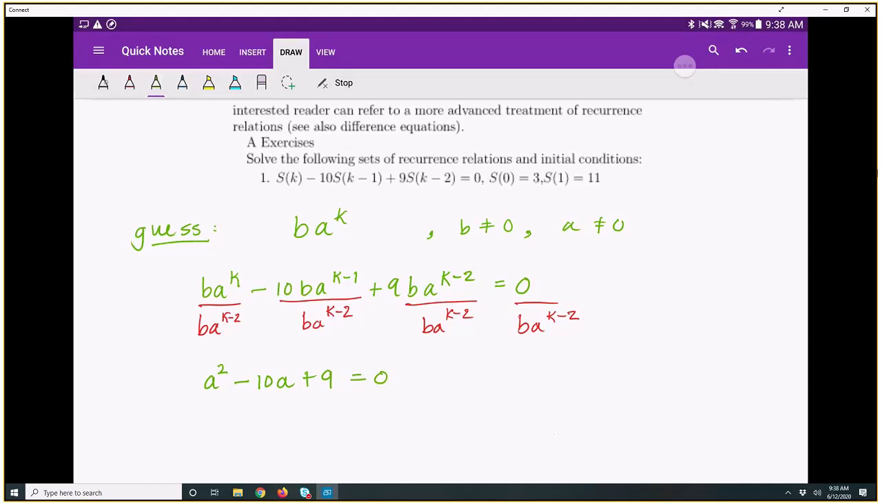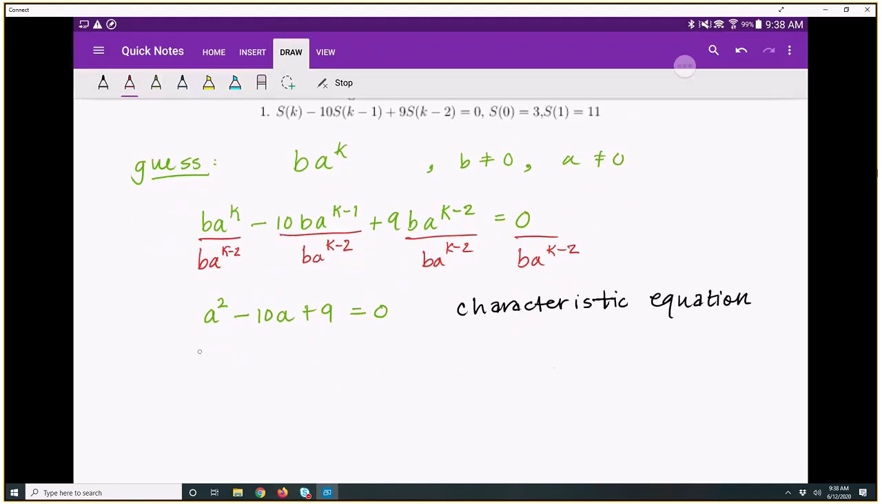So what I've formed is the characteristic equation of the homogeneous recurrence relation. And remember, this is going to be the process every time. So now I want to factor this equation, or use the quadratic formula to find its roots. In this case, it does factor nicely, so we get a minus 9 times a minus 1 equals 0. So a equals 1, or a equals 9. And these are the characteristic roots of the characteristic equation.